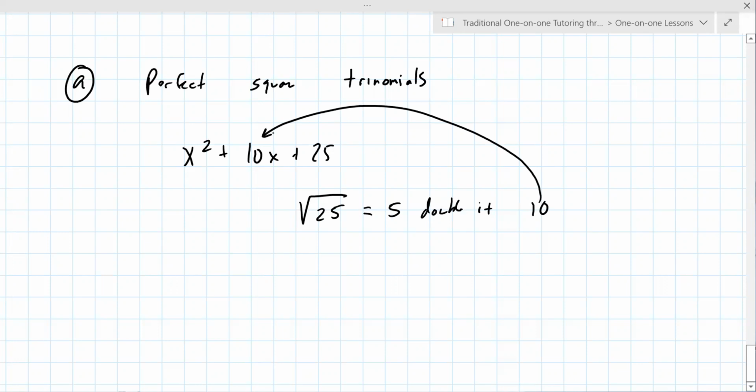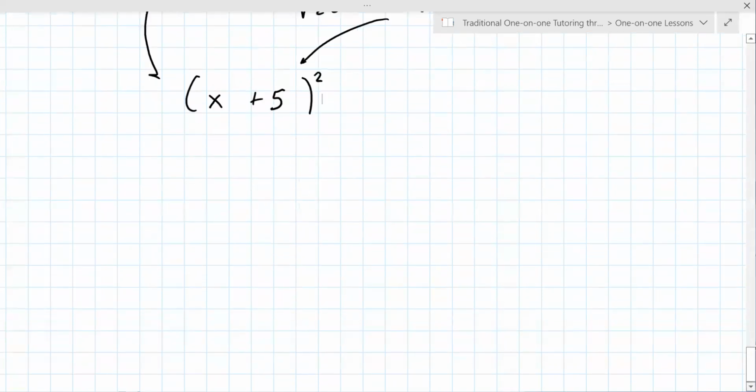Yeah. That's why this is a perfect square trinomial. There's a bit more, but we'll just leave it at that for now to keep it simple. So this thing becomes parentheses x plus 5, squared. To keep it simple, you're going to take the square root of that last number and put it in parentheses.